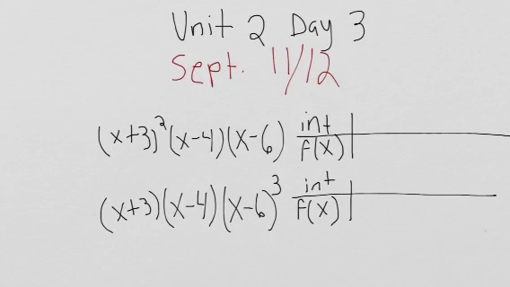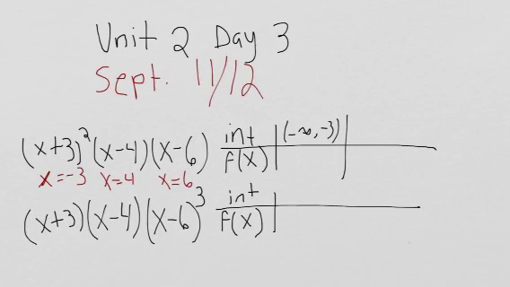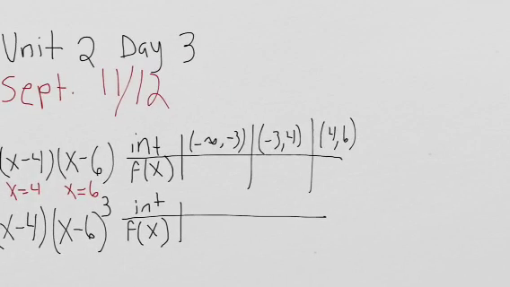So in this case, in the first function here, we have an x-intercept at x equals -3, and actually both of them have the same intercepts by design. So they have intercepts at x equals -3, x equals 4, and x equals 6. When we make these intervals, we're going to go from -infinity until we hit -3. Our next interval is -3 until 4, then 4 until 6, and then 6 to infinity.